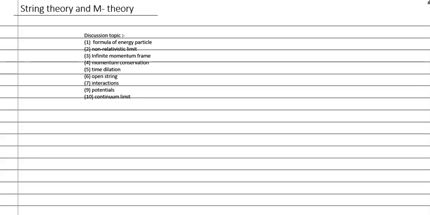Today's discussion is based on string theory and M theory. So friends, I am talking about the formula of energy of particles, the non-relativistic limit, infinite momentum frames, momentum conservation, time dilation, open string interactions, and potential and continuum limit. So friends, a box of particles, and the box may be moving slowly, but inside the box the particles may be moving with close to the speed of light.